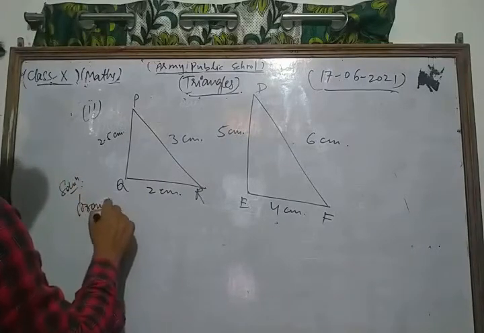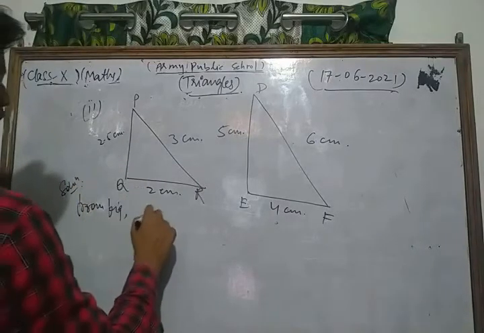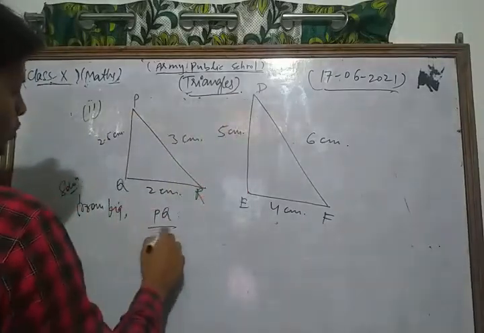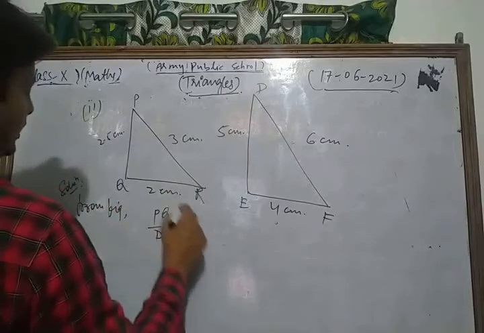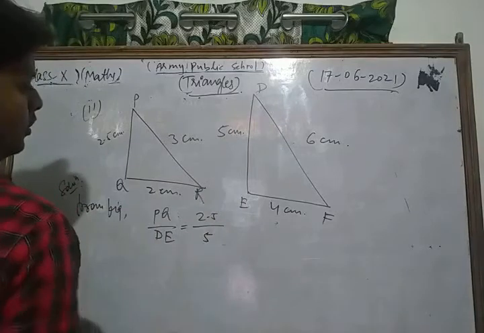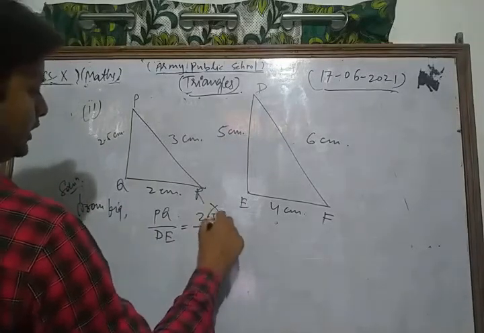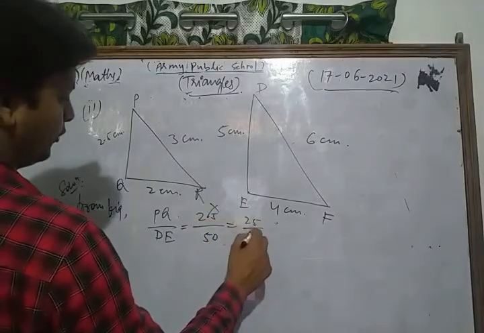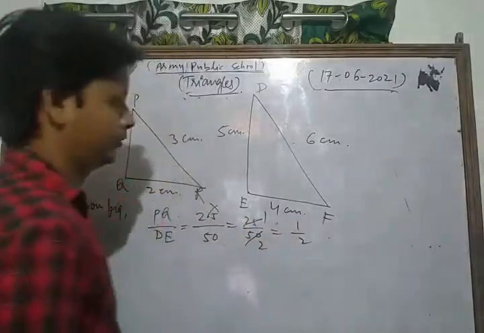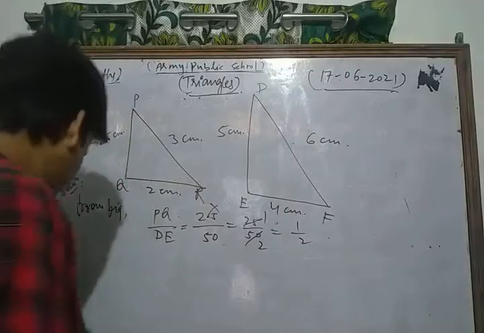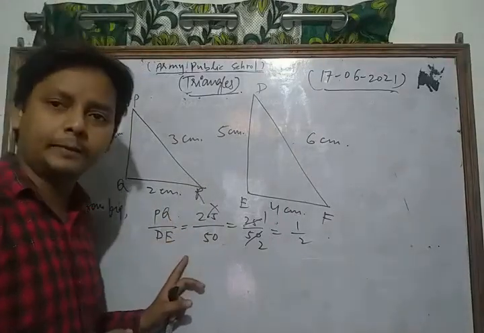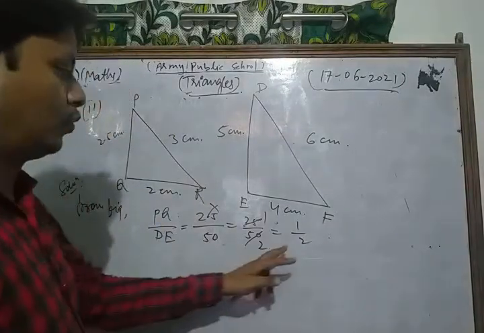From the figure, first of all you find PQ upon DE. So PQ upon DE is equal to 2.5 upon 5. So here we write 0, so it's cancelled. So 25 upon 50, 25 1 is 25, 25 2 is 50, so 1 upon 2. In this way we find the value of PQ upon DE. So PQ upon DE is 1 by 2.